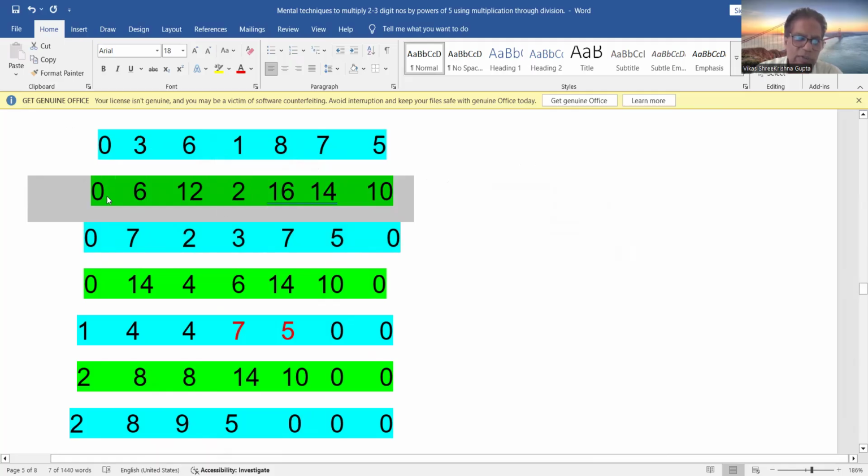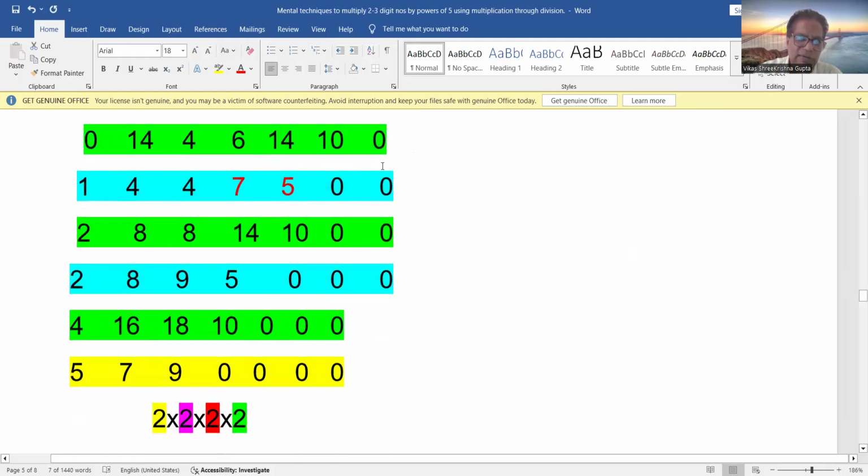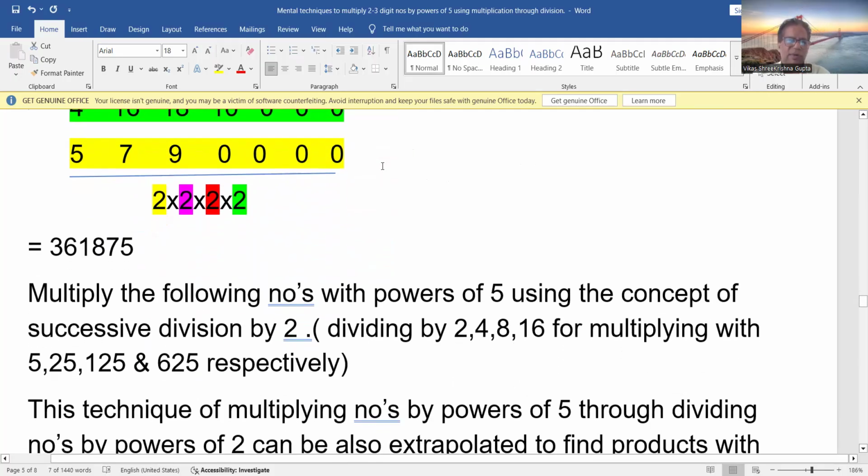0 divided by 2 is 0. 6 divided by 2 is 3. 12 divided by 2 is 6. 2 divided by 2 is 1. 16 divided by 2 is 8. 14 divided by 2 is 7. 10 divided by 2 is 5. So 3, 6, 1, 8, 7, 5 is my final answer.